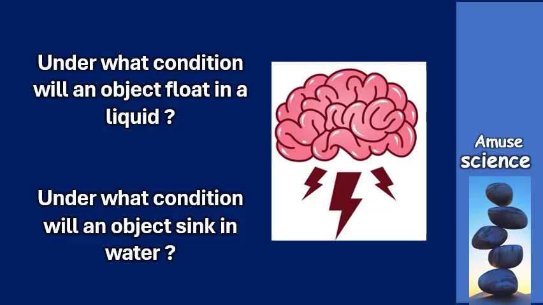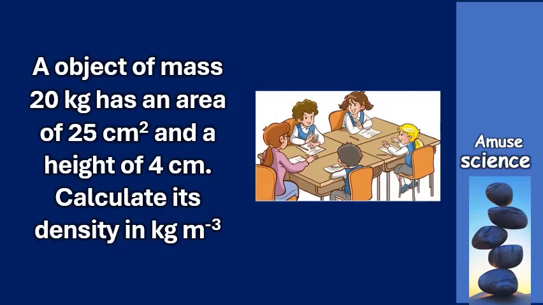Alright, now let's do 2 computations on the density of an object. Our first question reads: an object of mass 20 kilograms has an area of 25 squared centimeters and a height of 4 centimeters. Calculate its density in kilogram per cubic meter.